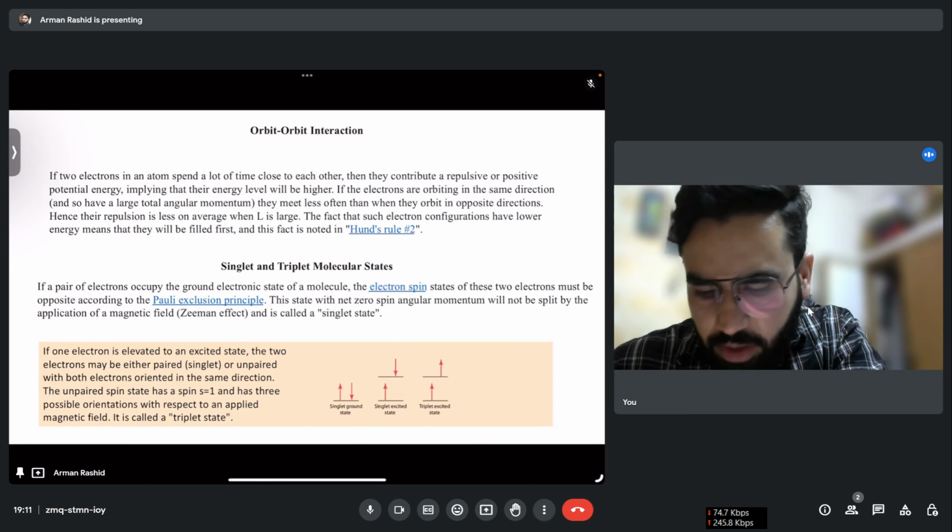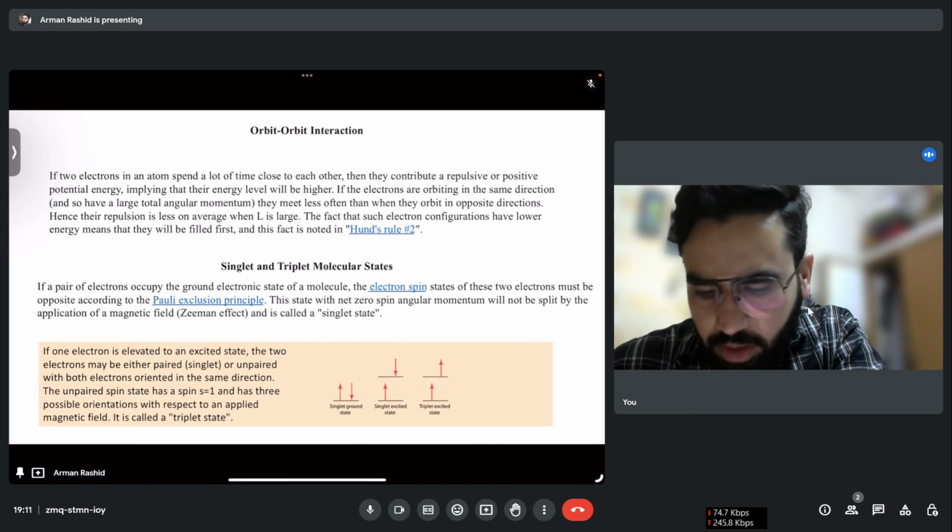So now we also have the second Hund's rule, that is spin orbital interaction. Okay, see, but first I will read what is actually written here.